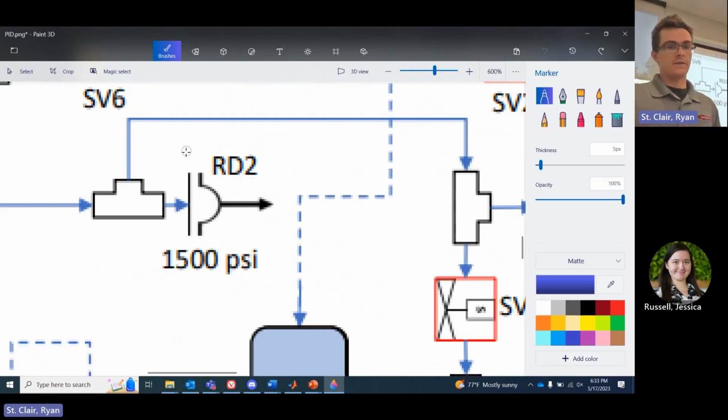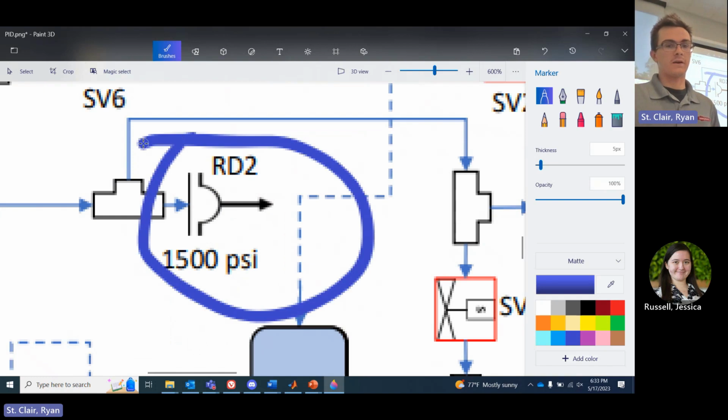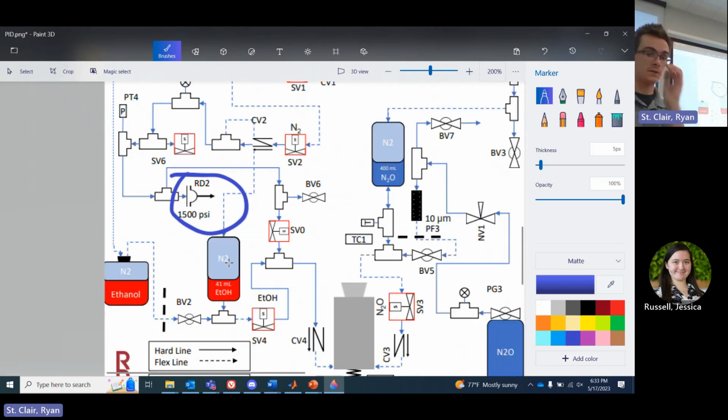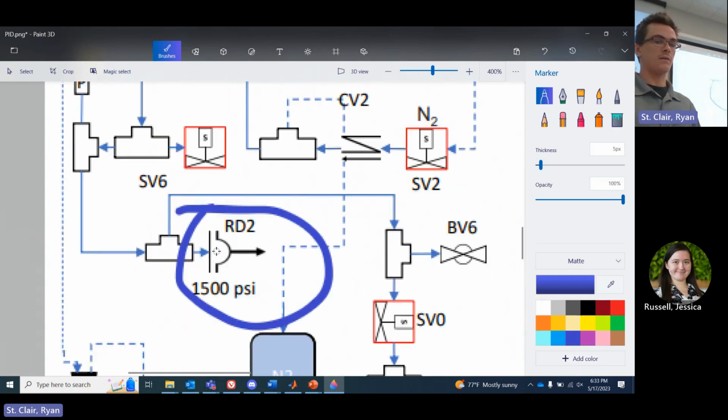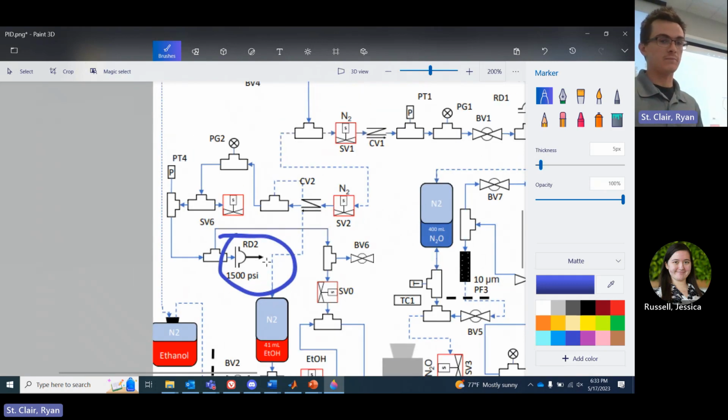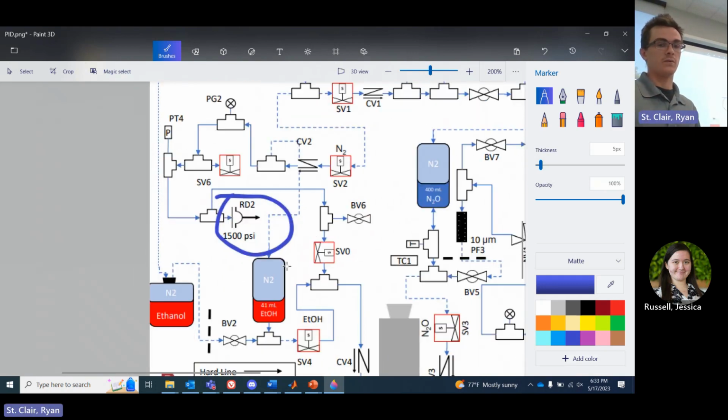You'll recognize this component right here. This is our rupture disc, and it's designed to burst at 1500 psi. The next weakest component that we calculated was our tank, which would burst at 1800 psi. So again, this is a nice safety device, and it's all seeing the same pressure. That's why there's this branch here, but you'll notice there are no valves in between them. So all these components play a role in the same pressure.